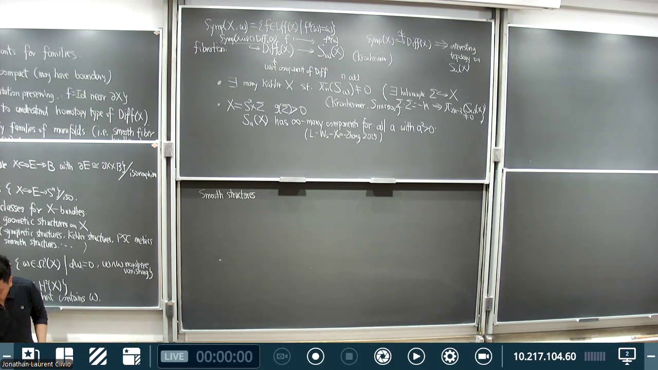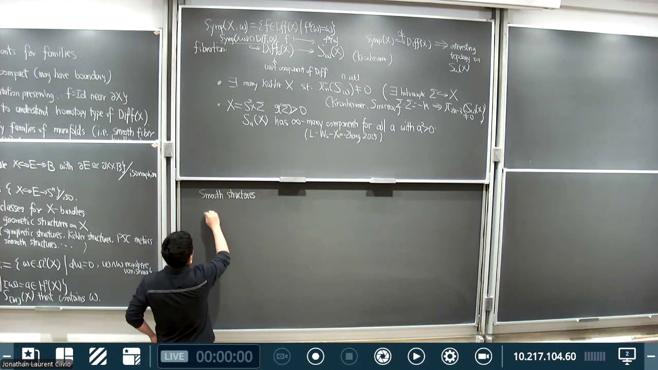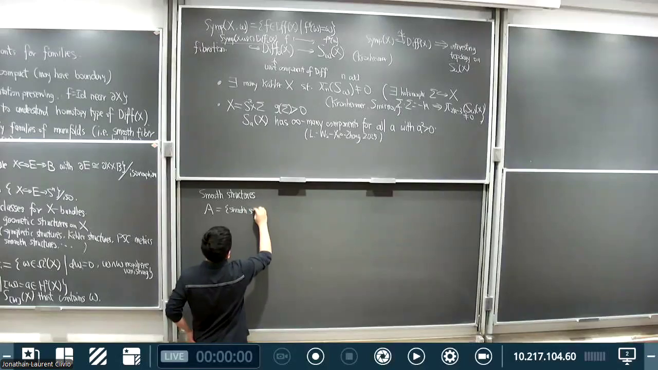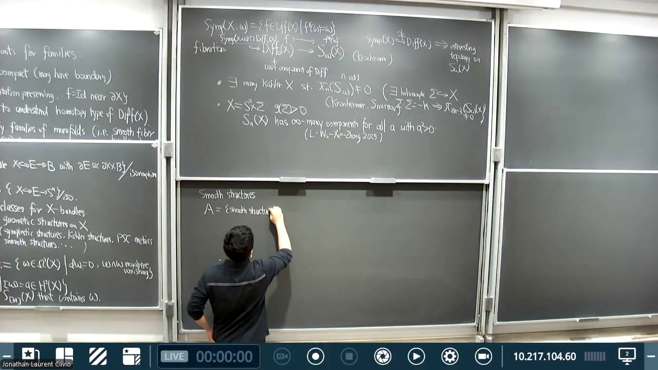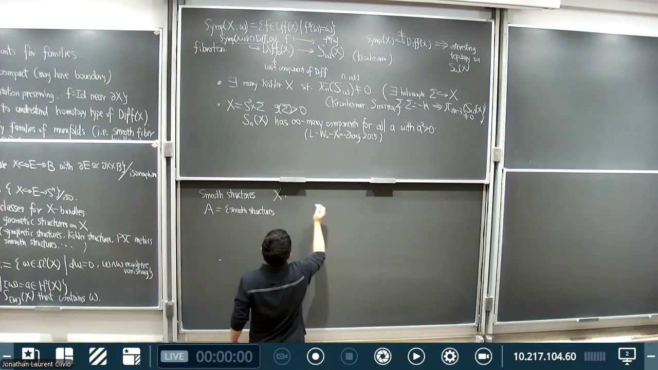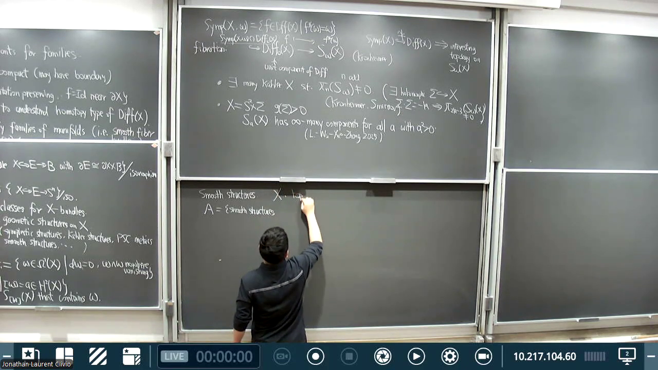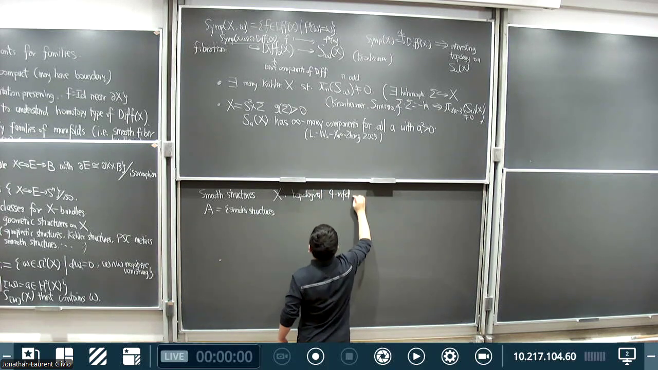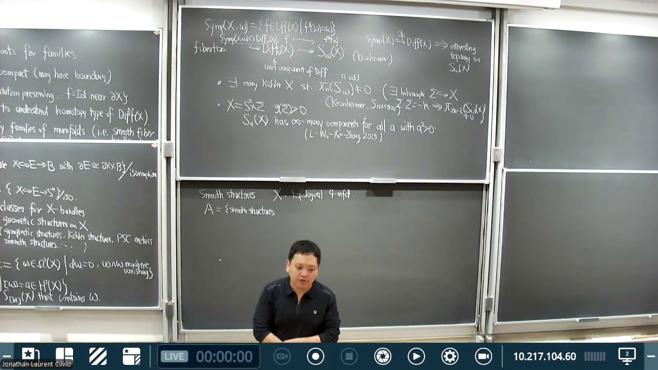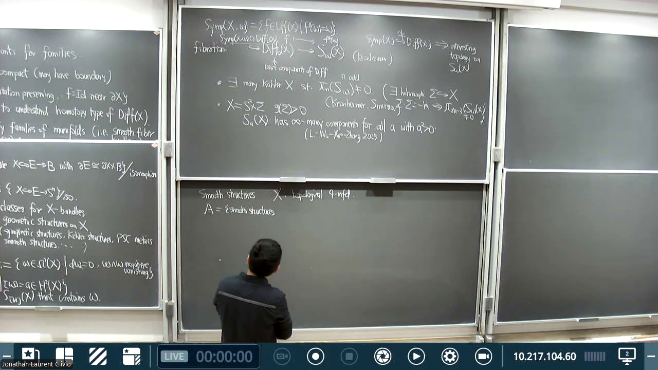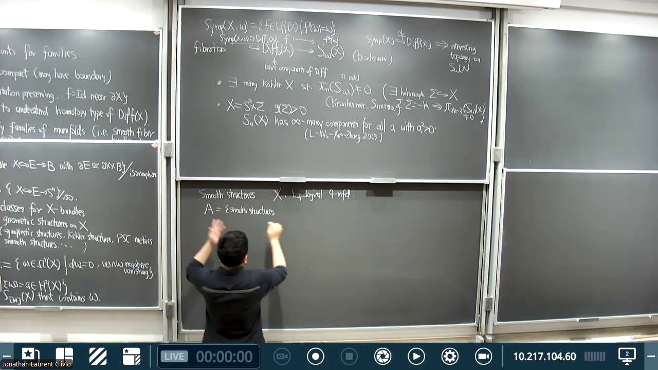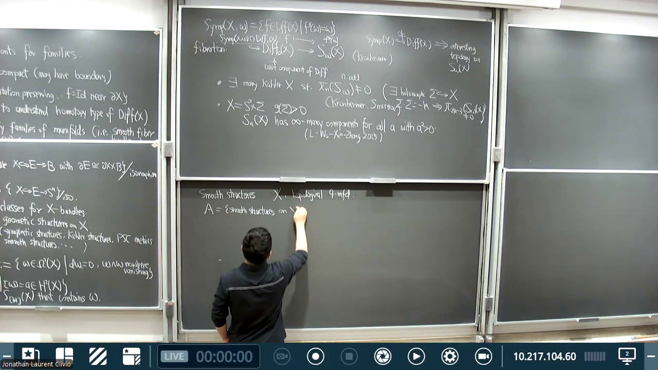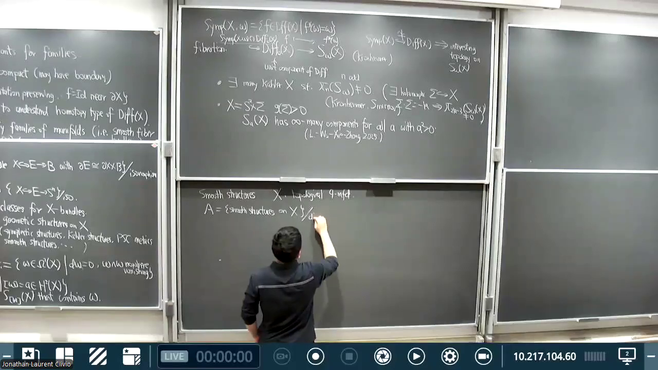So we let A be a set of smooth structures. Now let X be a topological manifold. Just start with a topological manifold. And we let A really should be A_X, but let me just write A: A is the set of smooth structures of X modulo diffeomorphisms.